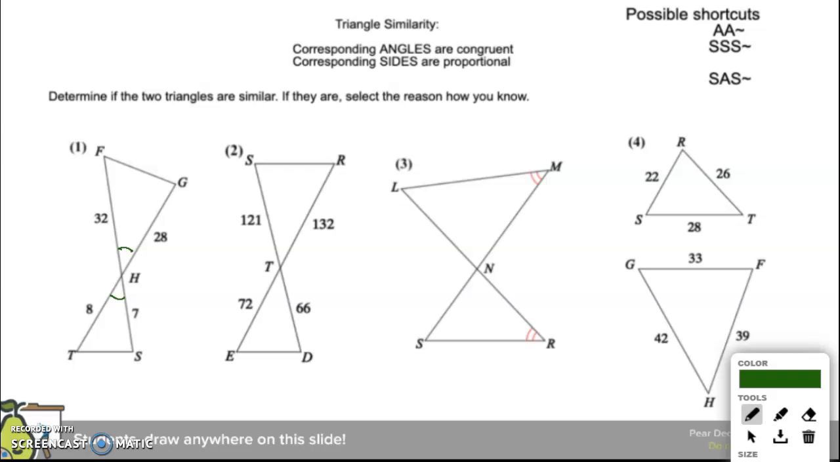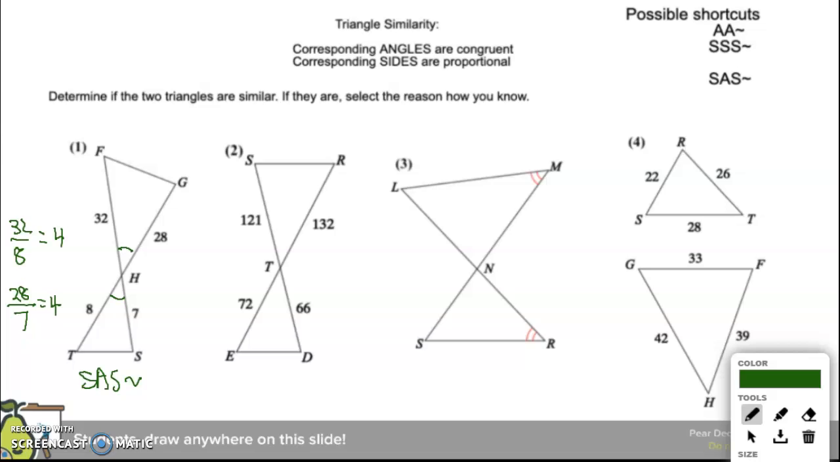It's 8. So we are looking at 32 divided by 8. Is that proportion the same as 28 divided by 7? Because they are the corresponding sides. Well, 32 divided by 8 is 4, and 28 divided by 7 is also 4. So yes, they are proportional. So we have two corresponding pairs of sides that are proportional, and the included angle that is congruent. So it's by SAS similarity that they are similar.